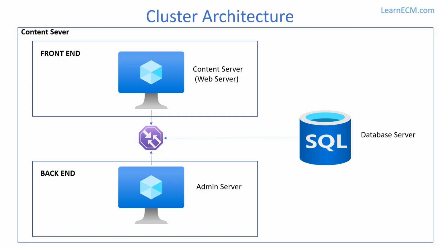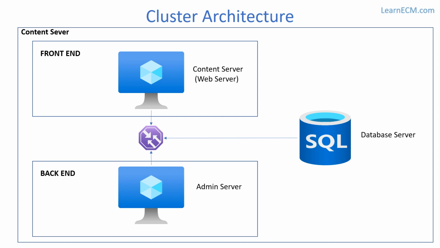This cluster architecture is used to scale Content Server to meet an organizational demand or to meet an organization's load. In a big organization, a single front end server will not suffice because there will be thousands and thousands of users using Content Server, and there will be a lot of processing required at the backend server as well. To do that, we have this cluster architecture.